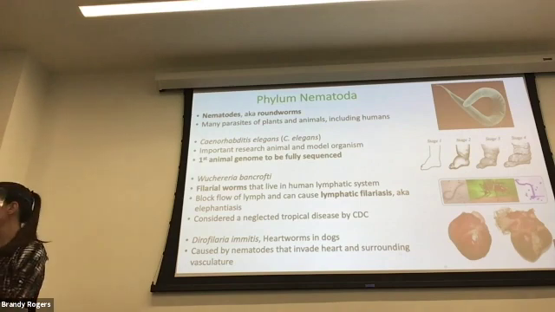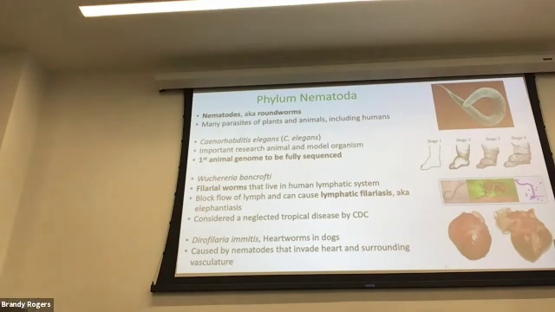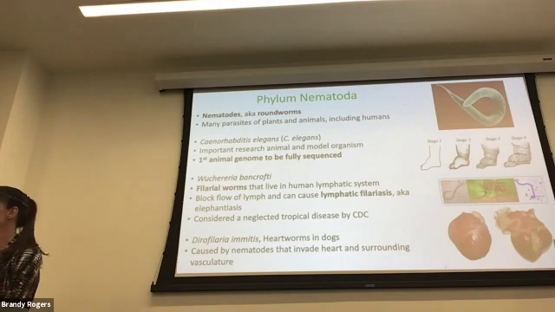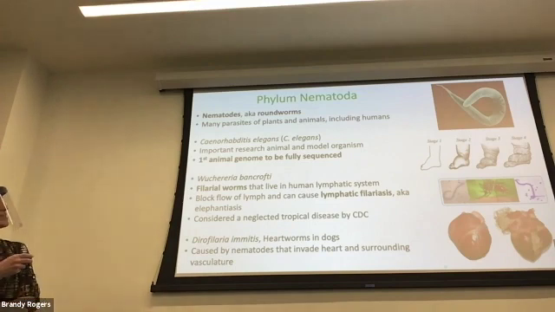particularly C. elegans. Anybody heard of C. elegans before? Nobody? Are you guys just quiet? So C. elegans is a popular nematode, his name is bandied about a lot because it's a very important research animal. So C. elegans is a nematode. The genus is Caenorhabditis. So most people who work with it just call it C for short, right?